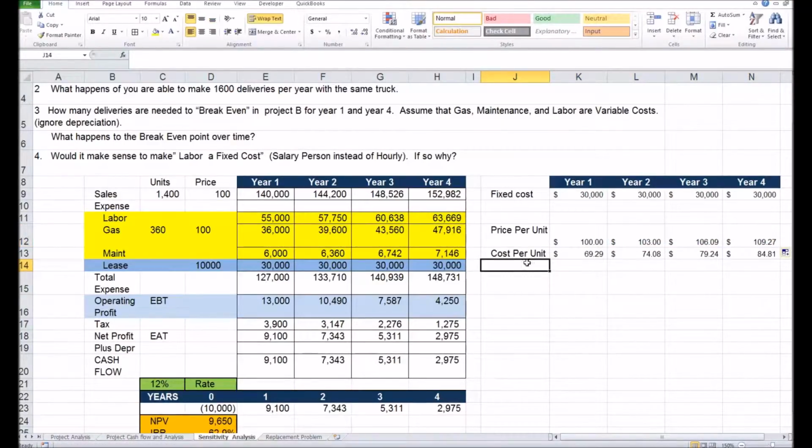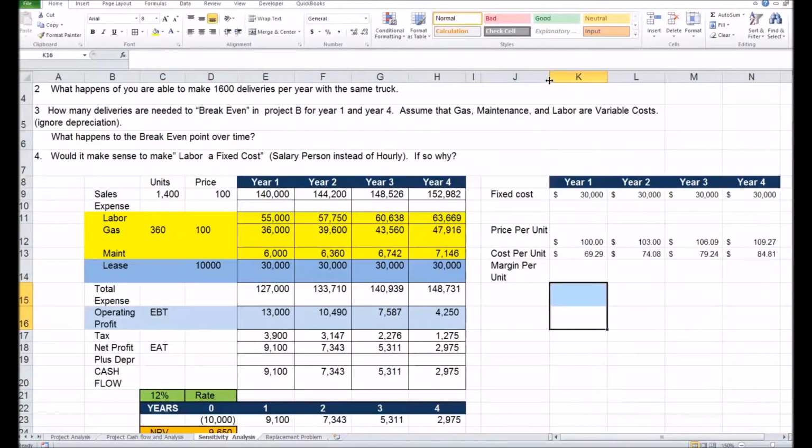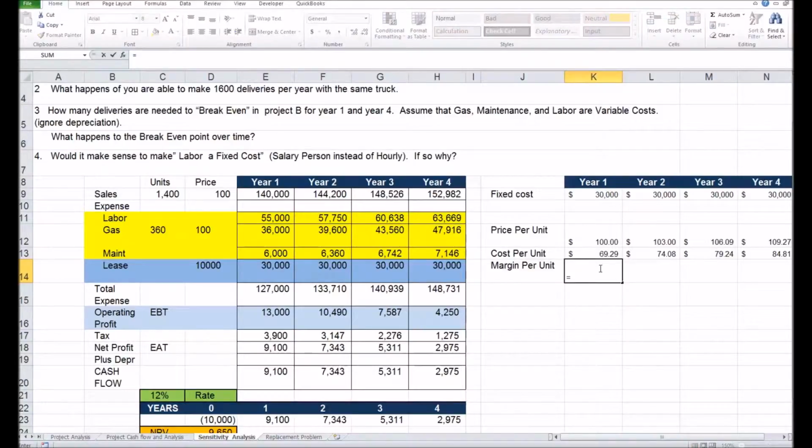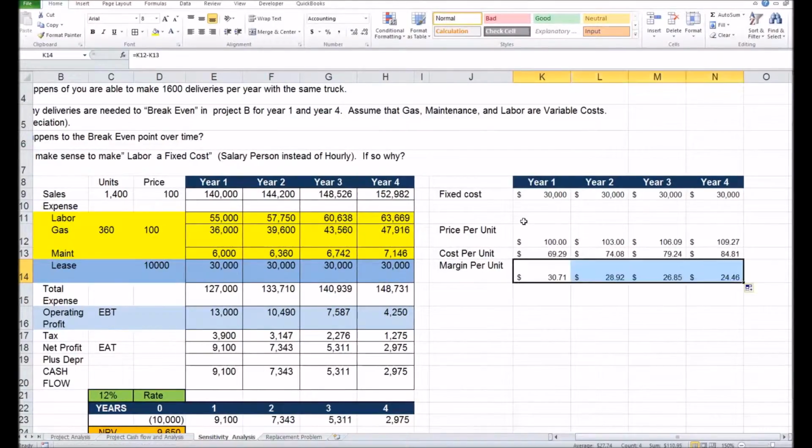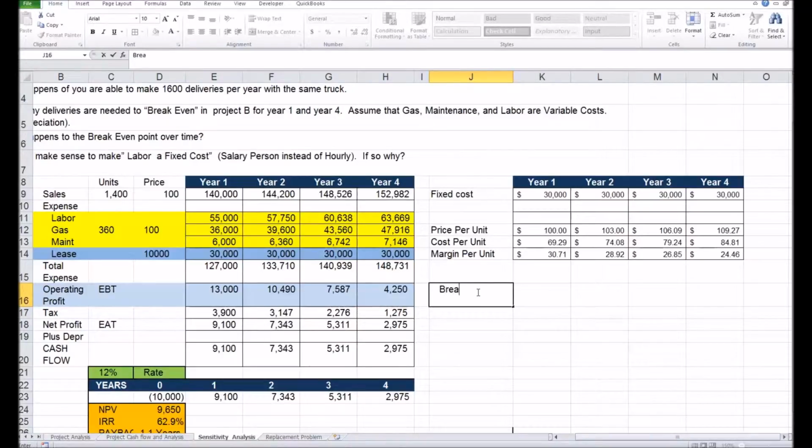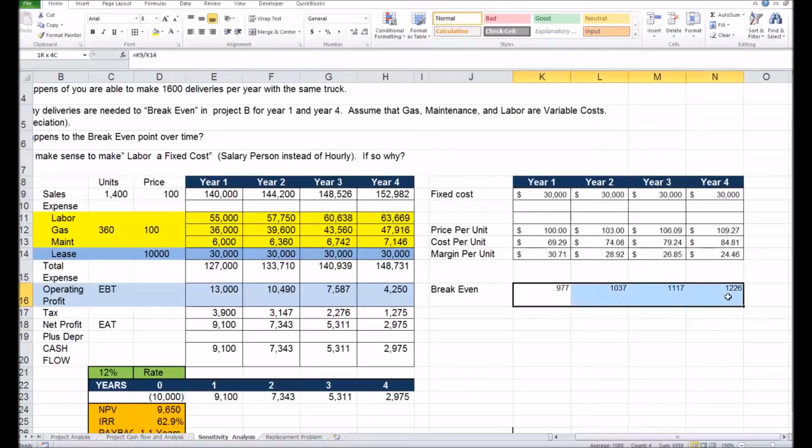So now we're looking for our margin per unit. How much we make on each unit, or each delivery we make. And so that's just simply the difference between the two. Something like this. We do our break-even calculation. It's equal to the $30,000 divided by the margin we make per unit. Now, we don't do partial units, so we need to make sure we're rounding that off. And if we pull that across, it'll automatically adjust by formula, so it's calculating in each case. We're seeing the number of units go up over time. It's partly because we're making less money on each unit.